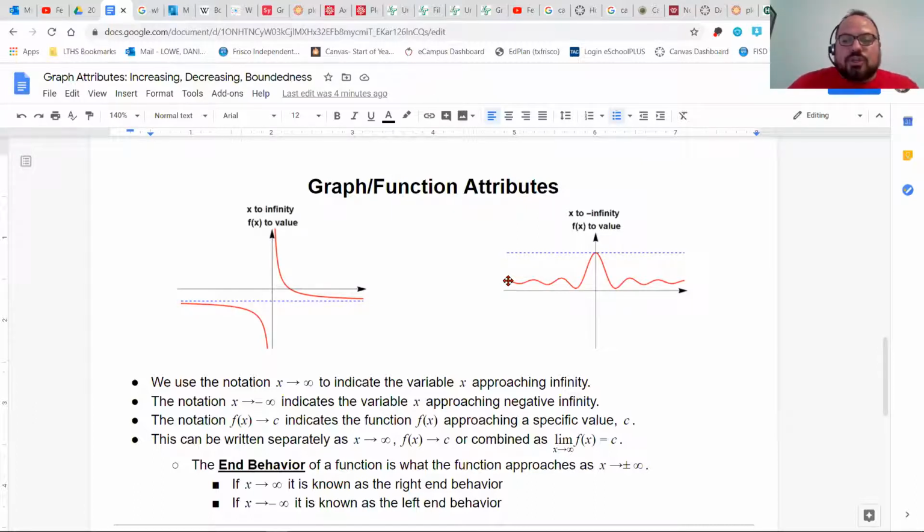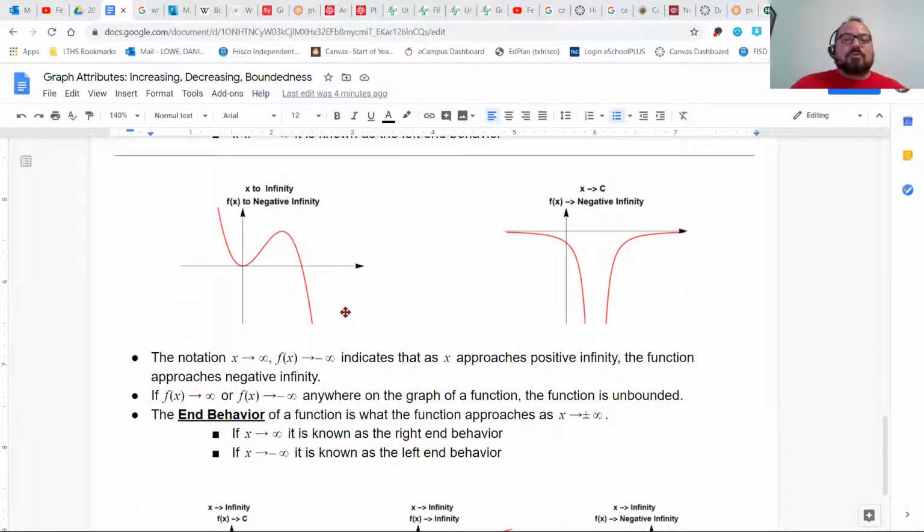The function could be approaching a particular value, or the function could be approaching some sort of infinity. So for example, on this particular graph, if x goes to infinity, then the function is heading towards negative infinity. Of course, the left-hand behavior here would be up towards positive infinity. To the left, positive infinity, but to the right, negative infinity.